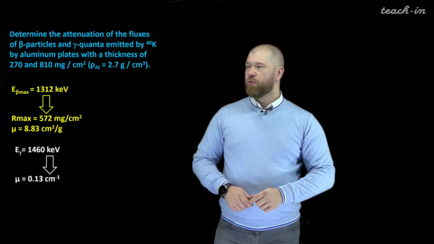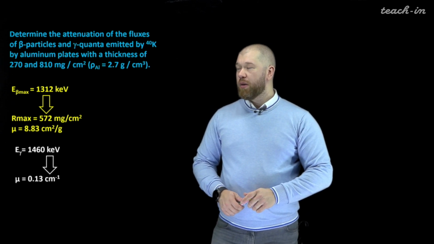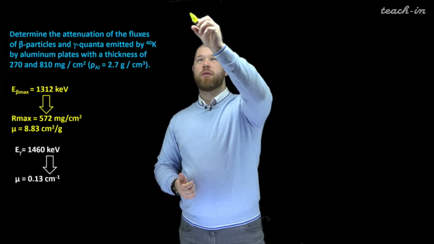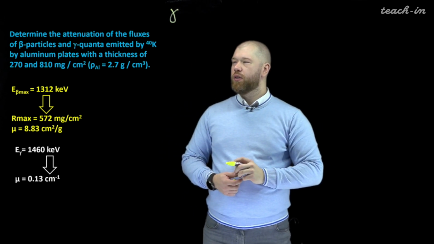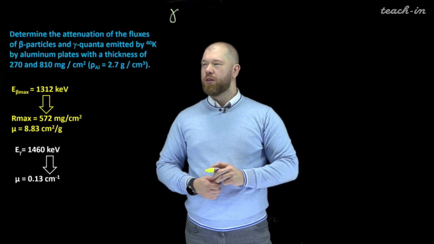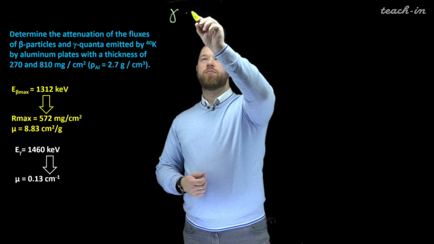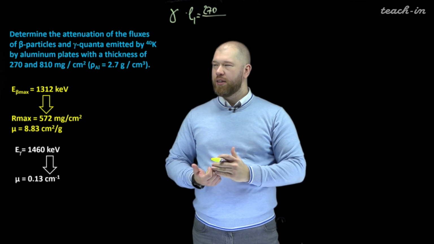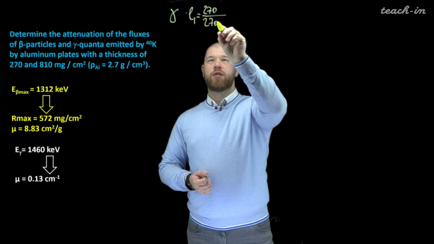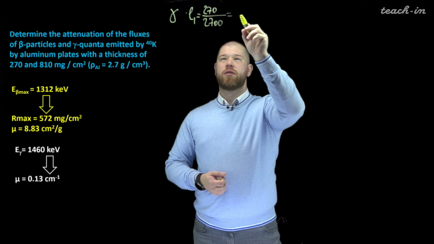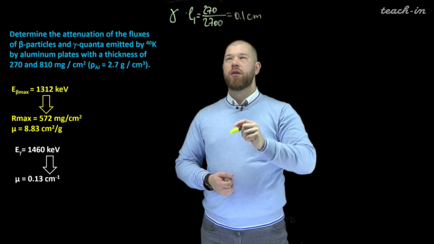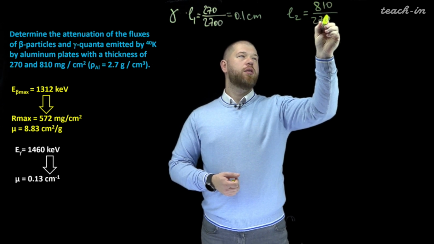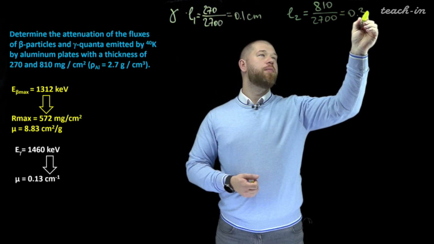So, to solve this task, I would start with the gamma quanta, because it will be a much easier task. First of all, for gamma quanta, we should convert this thickness from units of milligrams per squared centimeter to linear sizes. So L1 will be 270 milligram per squared centimeter divided by the density of aluminium, and again we have to express it in milligrams per cubic centimeter. It's quite easy, it will be 0.1 centimeter. And L2 will be 810 divided by this, so it will be 0.3 centimeter.